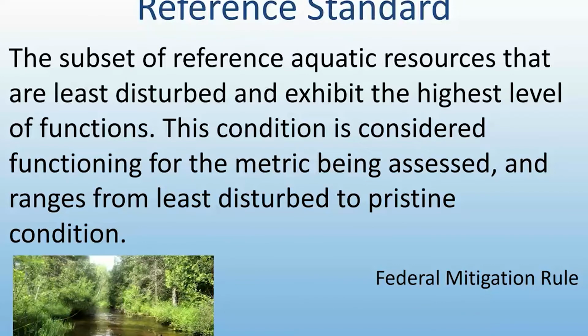So those reference standards are based on this definition. It is the subset of reference aquatic resources that are least disturbed and exhibit the highest level of functions. This condition is considered functioning for the metric being assessed and ranges from least disturbed to pristine condition. So you will see this definition again when Sarah does her presentation. And what we do with the SQT is we put a value to this range. So there is a range of values from least disturbed with the ultimate being pristine.